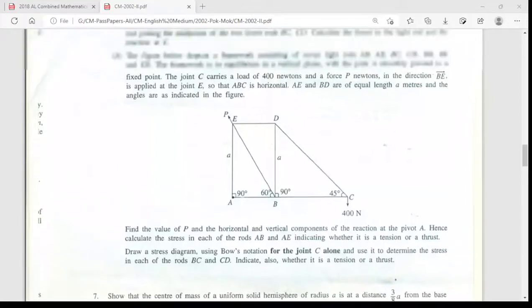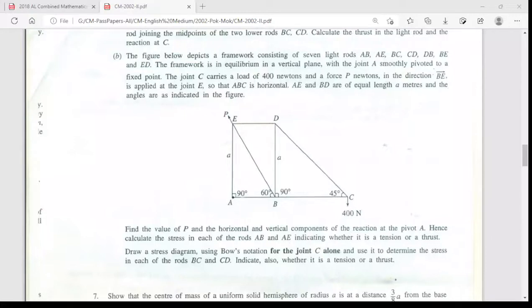Now we come to part B of the question. Okay? Now this framework consists of 7 rods: AB, AE, BC, CD, DB, BE and ED. All rods are shown clearly, but P is applied along BE. Point A is a hinge, right?